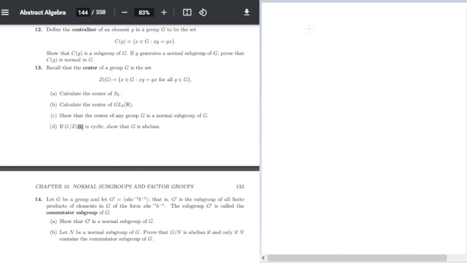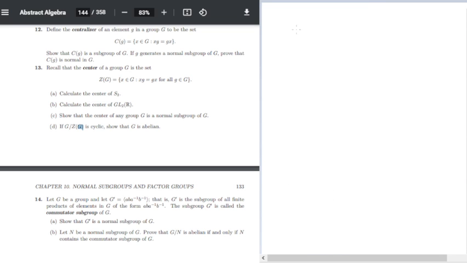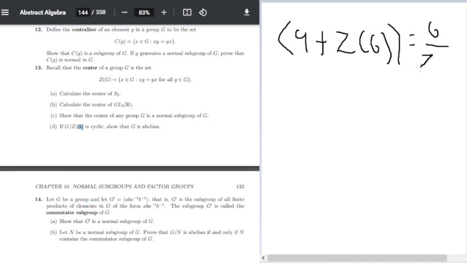If G over ZG is cyclic, so suppose that there exists an element A such that, oh gosh, let me get rid of all this, the workings out. So suppose A plus ZG generates G over ZG. Well, that's actually a really weird proof it looks like it's going to be. Okay, so what this is equivalent to saying is that if G over ZG is cyclic, then ZG is going to be our entire group.